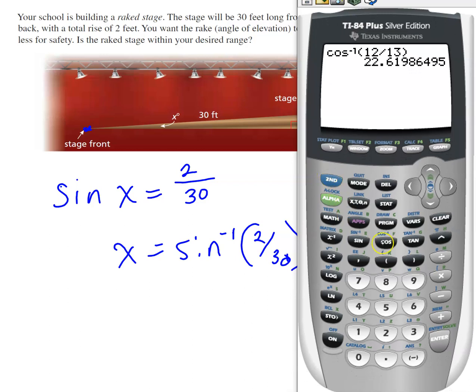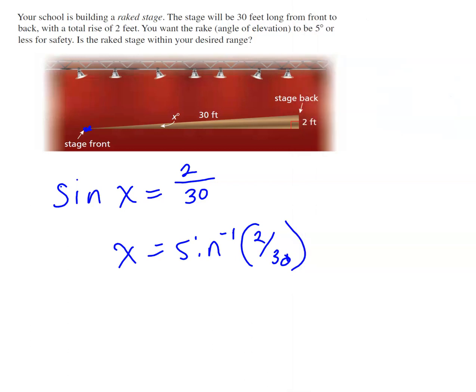So we're going to do the inverse of sine of 2 divided by 30. And it's 3.8, which is definitely less. I am going to go ahead and round up to the nearest degree, since that's generally what we do with angles. So 4 degrees. And then you would make a statement. Since the angle is 4 degrees, which is less than 5, it's within the desired range for safety.